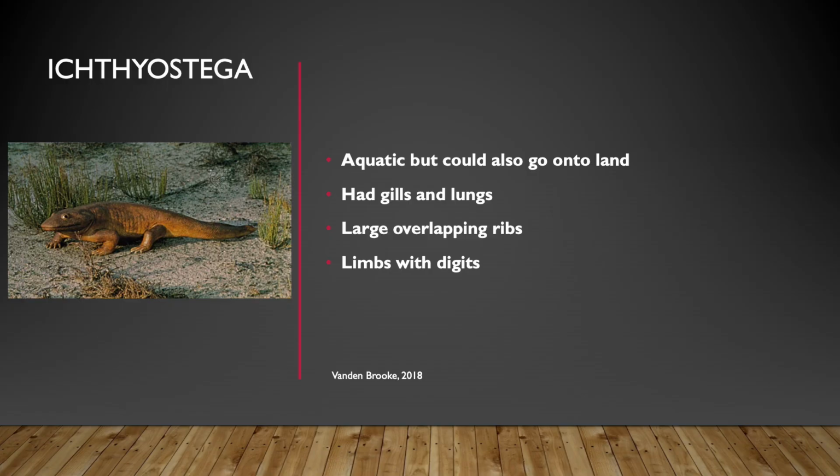Ichthyostega was still not fully terrestrial, but it was a tetrapod. It still had gills, but it also had lungs, which are encased in overlapping ribs. It had fully developed limbs with digits to support its movement onto land. They were true predators with many teeth. Vandenbroek 2018.